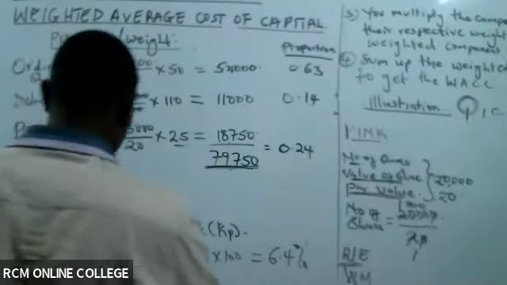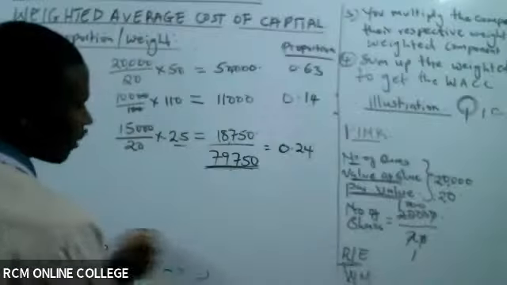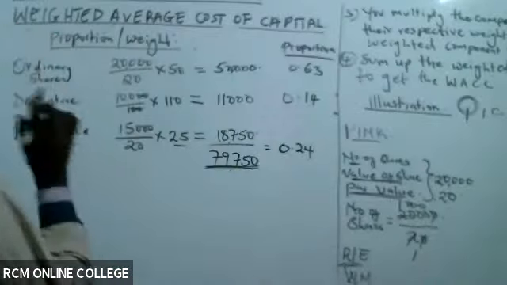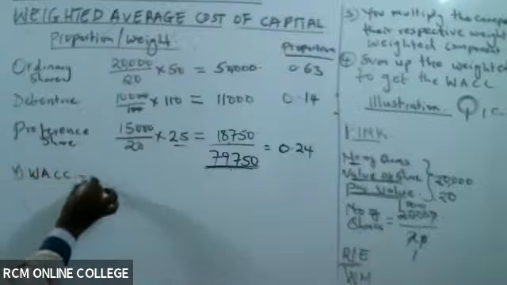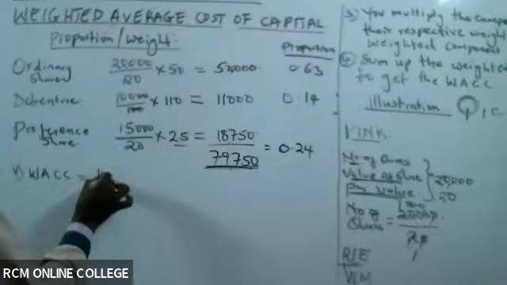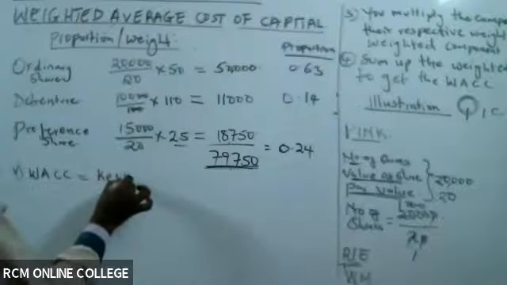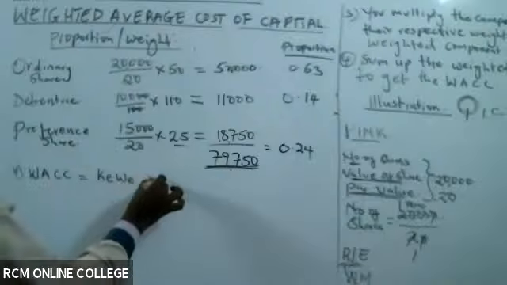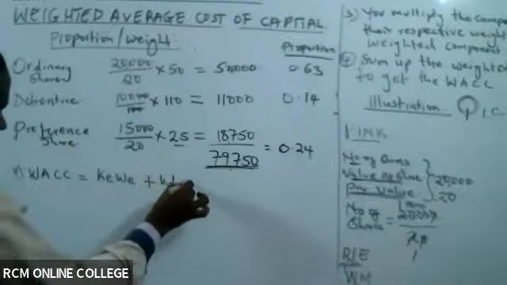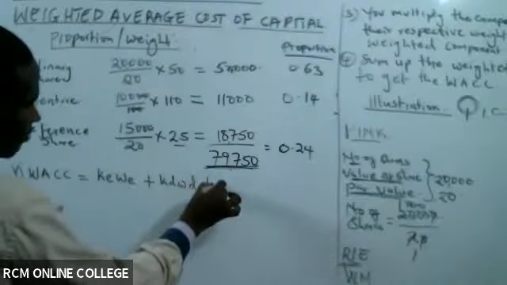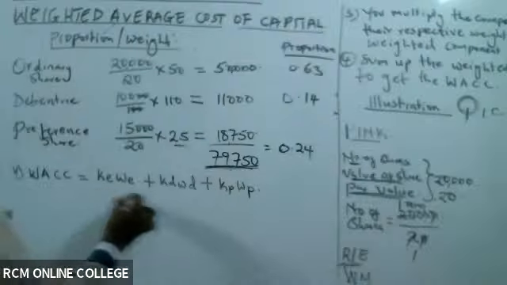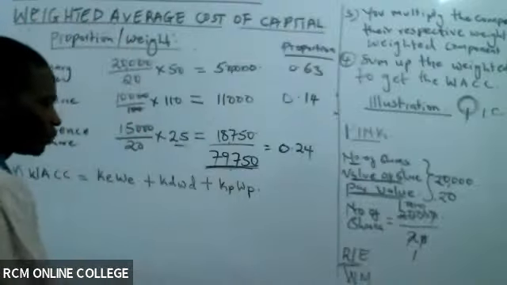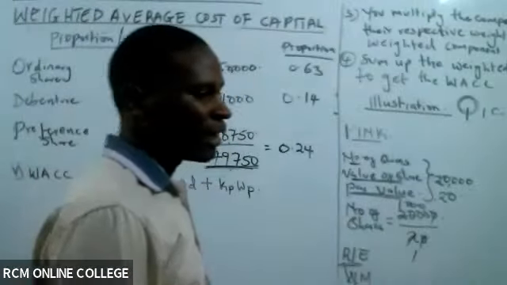Good. Now, to give you the simplest way to get our WACC, nitakupatia ile njia rahisi kupata WACC tu. The last thing is to get WACC. WACC is given by, uchukue KE, you multiply it by weight of equity, you add KD, you multiply by weight of debt, plus KP, you multiply by weight of preference share. Ukishafanya hivyo, you are done. Wachana na wengine wanakuja kuchora table, you waste your time.